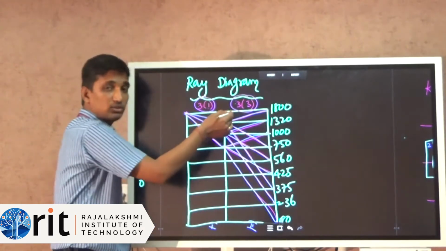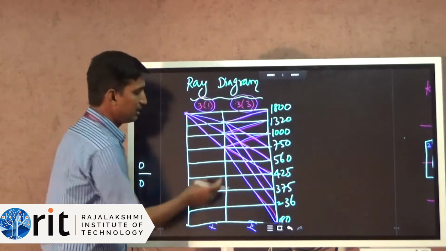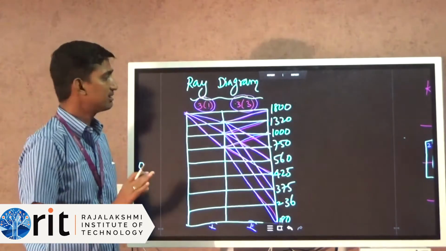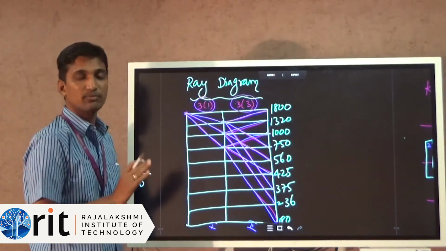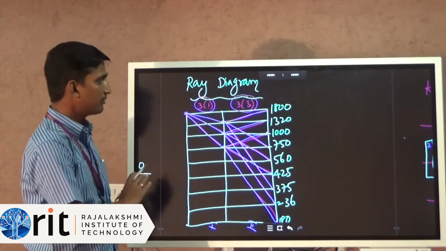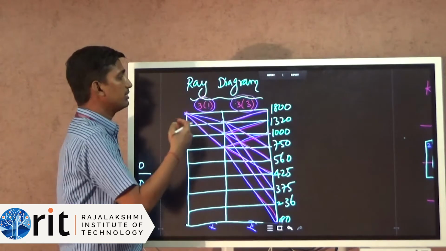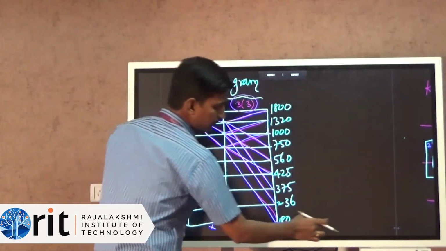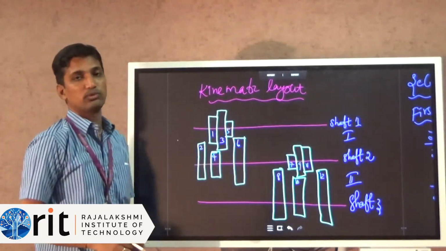Instead of these two stages, if the problem is accompanied with 3 stages, then one more ladder has to come in this particular location. This is the complete procedure of how to make the ray diagram for the 9-speed gearbox. After completion of this, the problem is not going to end. It also continues with the next chapter, the kinematic layout.